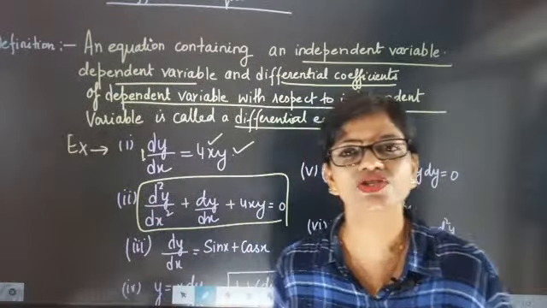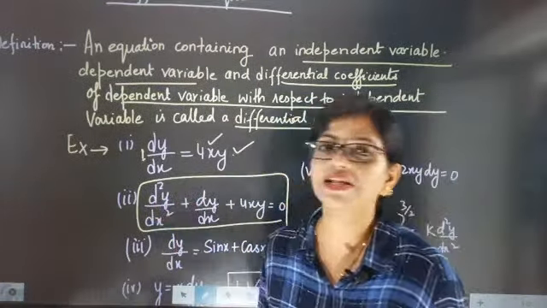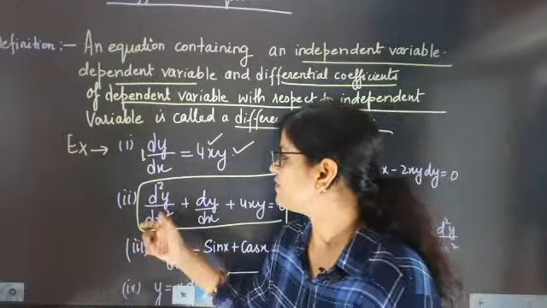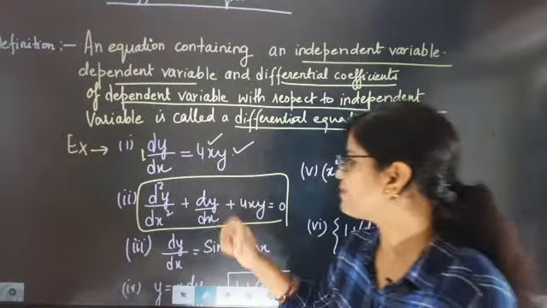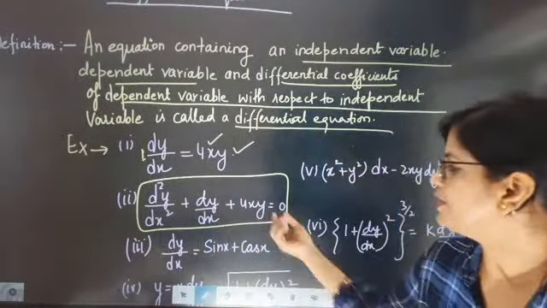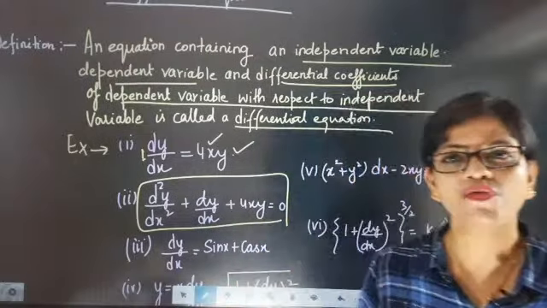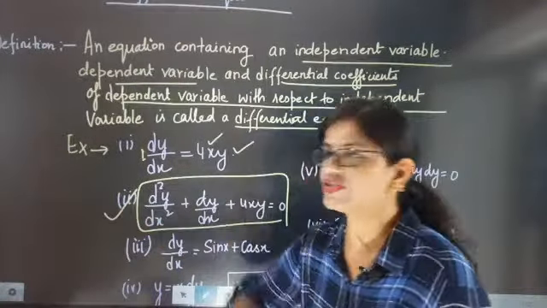So now this is again a differential equation. This is again a differential equation where we are seeing that an equation is there where derivative of order 2 is there, dy by dx is there, 4xy is there, independent and dependent variable along with constant is there. So it is again a differential equation.